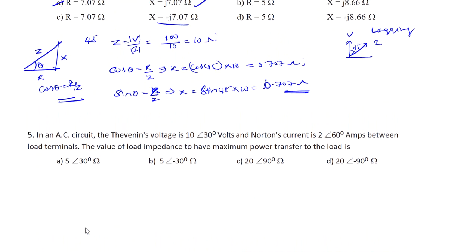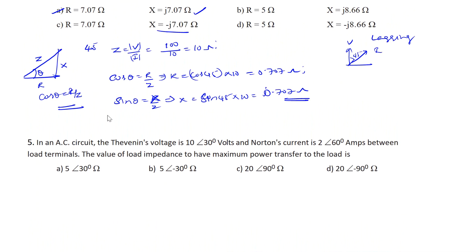Okay, in an AC circuit, the Thevenin's voltage is 10 at an angle 30 degrees volts, and Norton's current is 2 at an angle 60 degrees amps between the load terminals. What is the value of the load impedance to have a maximum power transfer to the load? So okay, Thevenin's voltage is given, Norton's current is given.